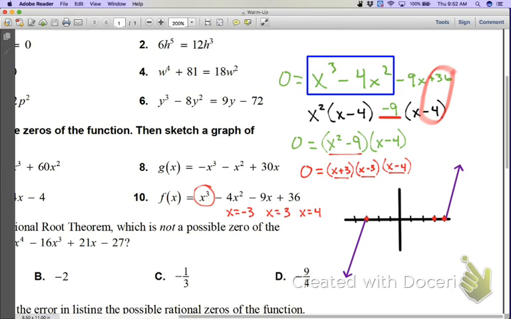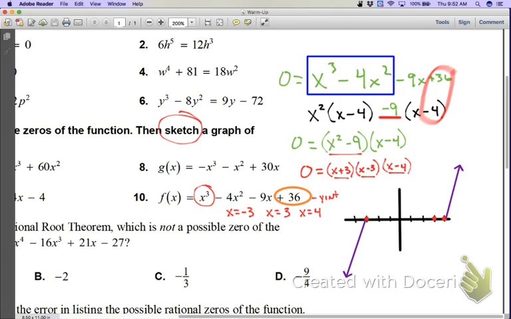Now, the middle, again, I'm not really worried about, okay? Because, remember, like we've talked before, that's just my y-intercept. That 36 is my y-intercept. I'm not going to graph all the way up to 36. It is a sketch. Okay? It's not a full-blown graph.